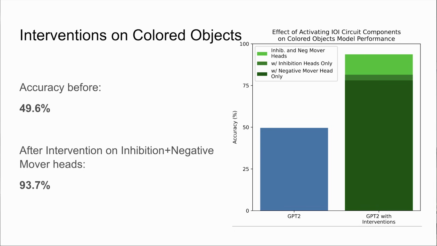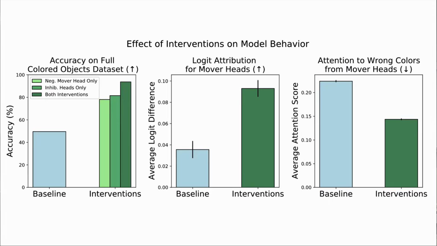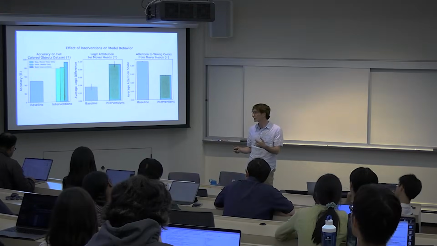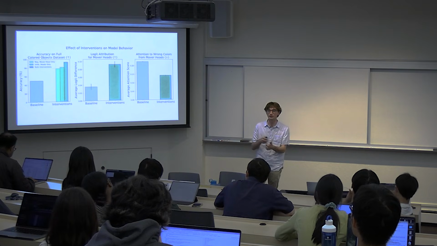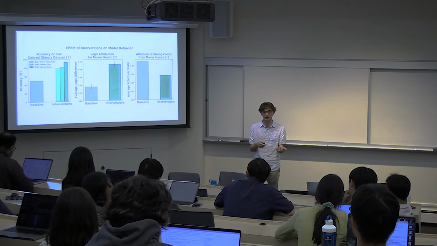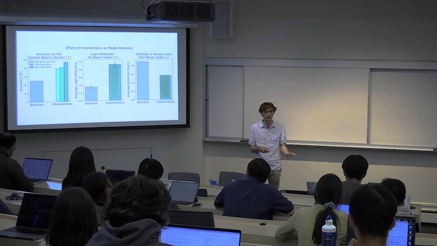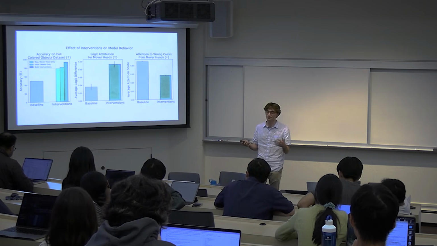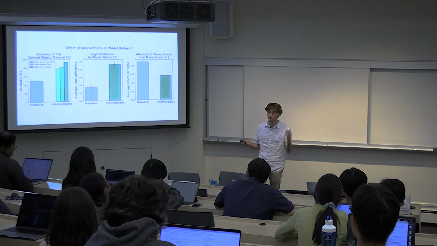94% after doing a couple of selected head interventions. And it doesn't just increase the accuracy, which is nice, but all the other signals that you can test for. So, are we now mimicking the behavior of the IOI circuit by doing this? The mover head attention goes down on the incorrect answers. That's what the inhibition heads do in the IOI task, et cetera. So we saw all those signals.